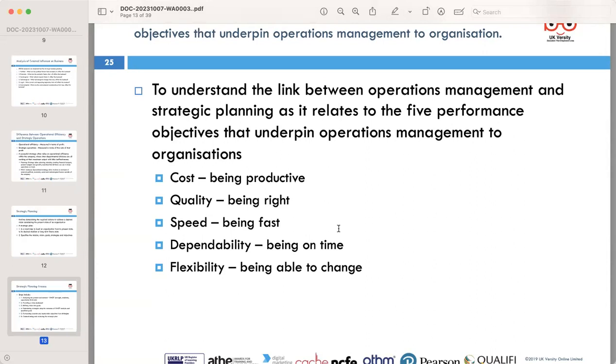Okay. So to undertake the link between operations management and strategic planning as it relates to the 5 performance objectives that underpin operations management to organizations: cost being productive, quality being right, speed being fast, then dependability being on time, and flexibility being able to change. So first one is the cost.